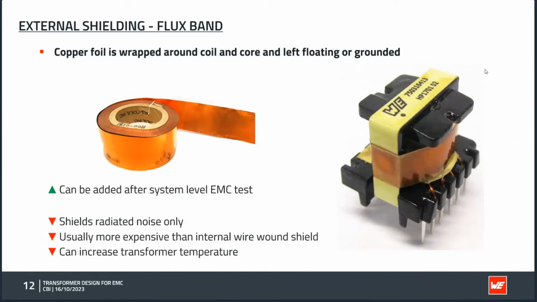The physical principle is different. While the internal shield winding really fights against the root cause, so it removes the noise between primary and secondary before it couples. So it basically redirects the noise to the stable potential. Here, this flux band, it only removes radiated noise. So it can hardly fight against conducted emission because it is around the transformer, right? It can only shield what comes out of the transformer as a radiation.